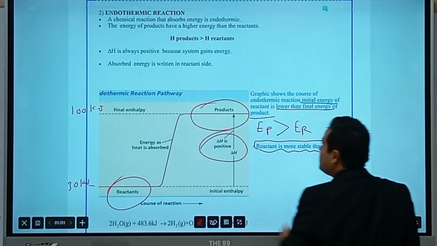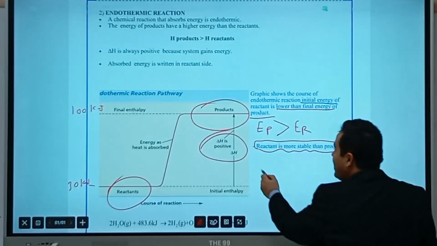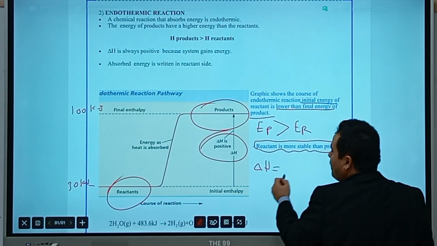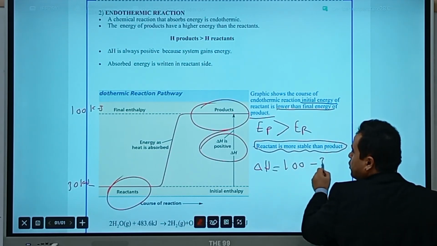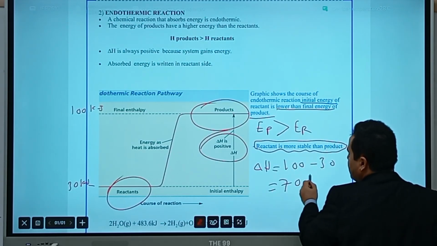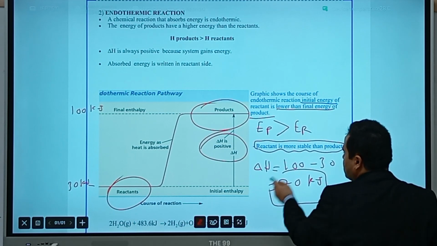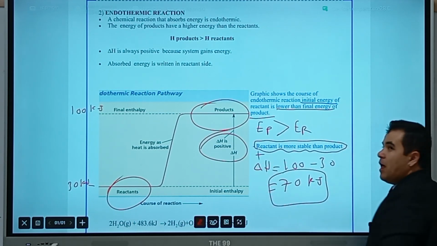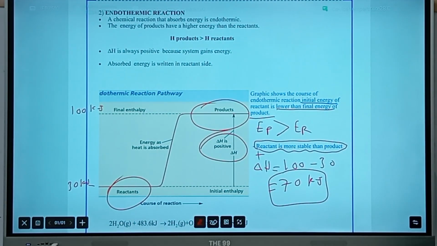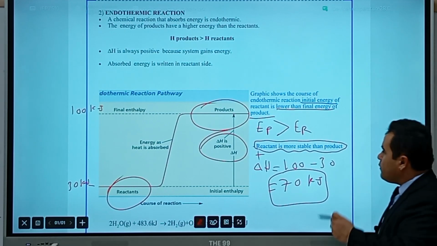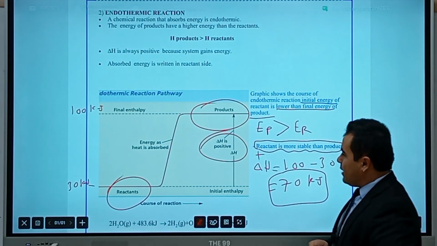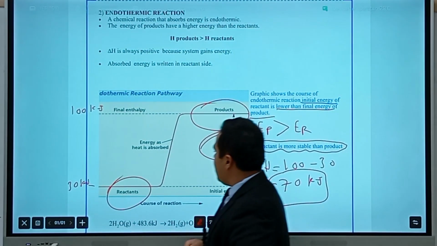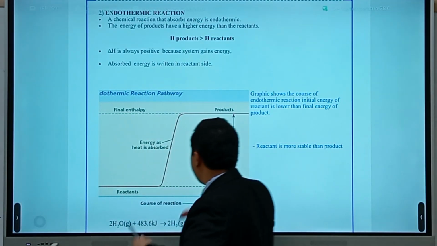And the delta H results in a positive value. Why? Because delta H is equal to final, which is 100, minus initial, which is 30, so you get a positive value of delta H. So the enthalpy for the endothermic course is always positive. And in terms of stability, we said the reactant is more stable than the product, guys.